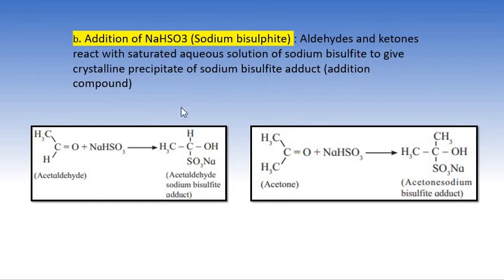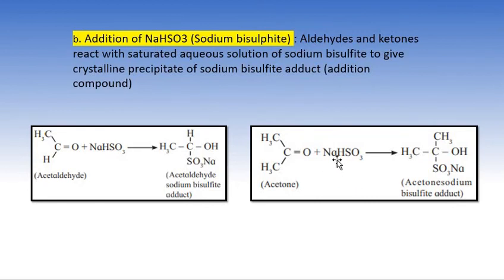Now, addition of sodium bisulfite. Ketones and aldehydes react with saturated aqueous solution of sodium bisulfite to give you crystalline precipitate of sodium bisulfite adduct. Again, acetaldehyde will be reacted with sodium bisulfite. The hydrogen atom of the compound will go to oxygen after breaking one bond from carbon, and it is becoming OH group, and the rest of the whole molecule will go to carbon to form acetaldehyde sodium bisulfite adduct.